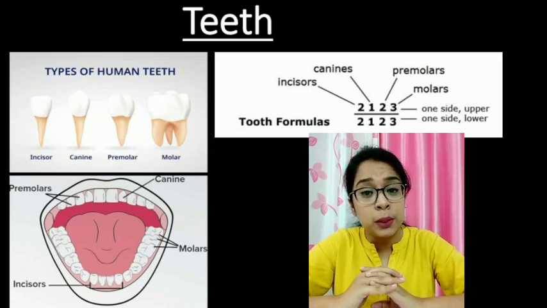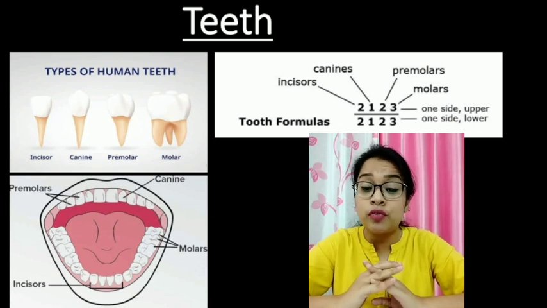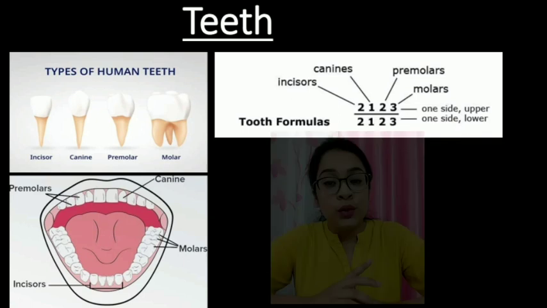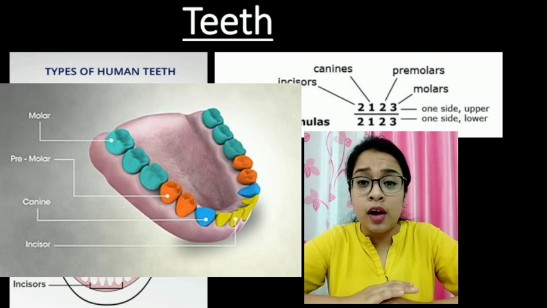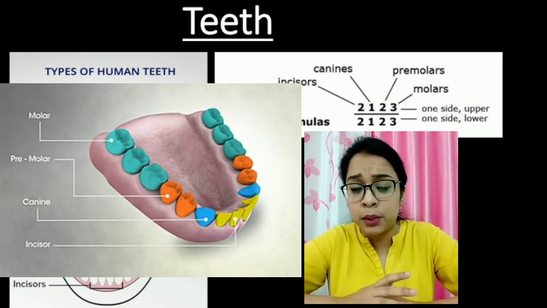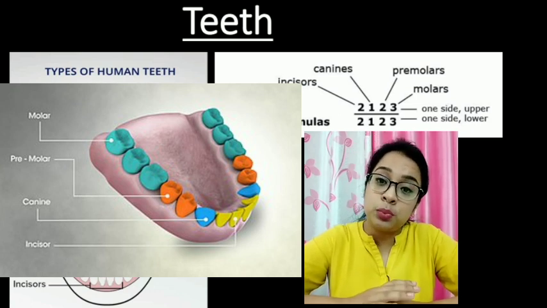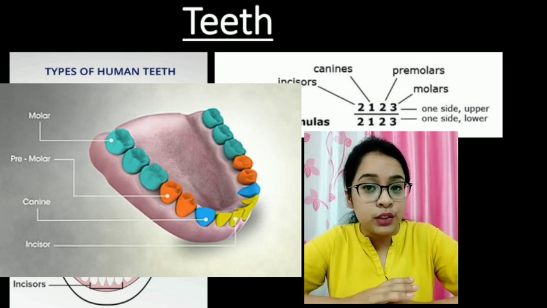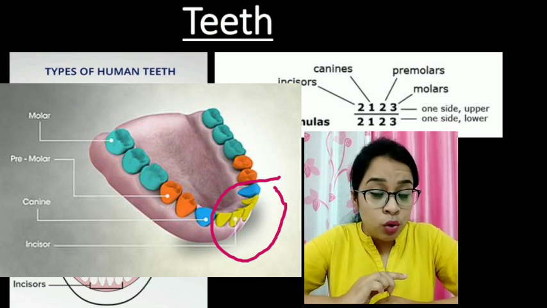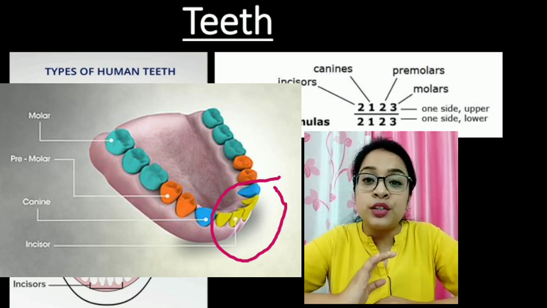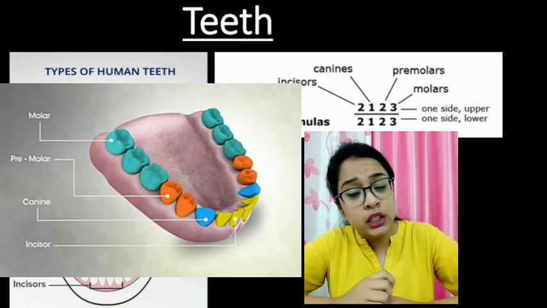Now, these four different types of teeth have different functions. First, let us know how many teeth of each type we have in our jaw. You can see in the figure a single lower jaw, and we have marked the different teeth by different colors like blue, orange, yellow, green. This is only to differentiate between the different types of teeth. First, you can see there are four yellow teeth, meaning 2 pairs of yellow teeth. Those are incisors. They are chisel shaped and they are used for biting and cutting the food.